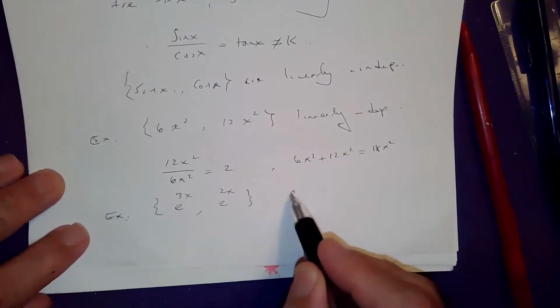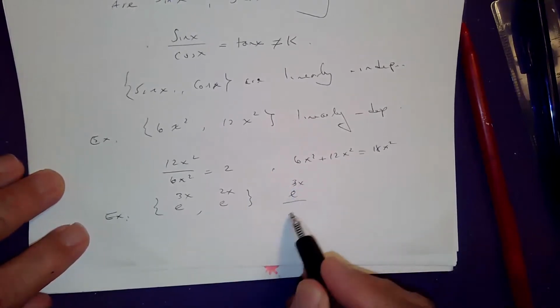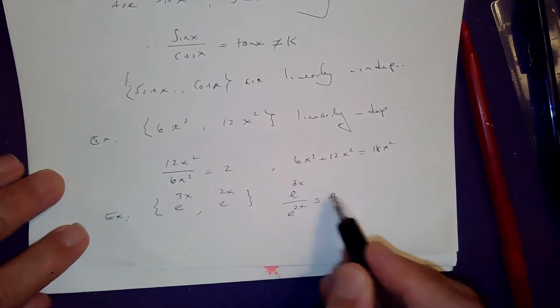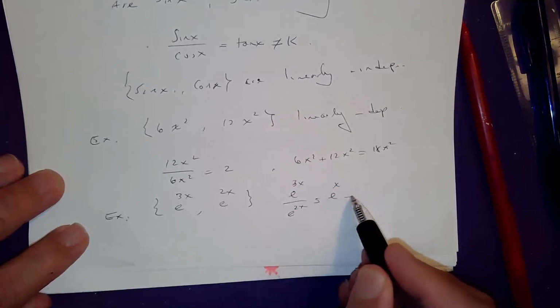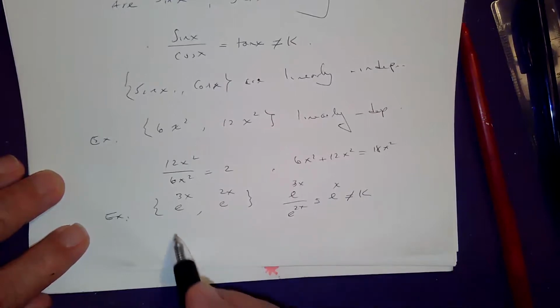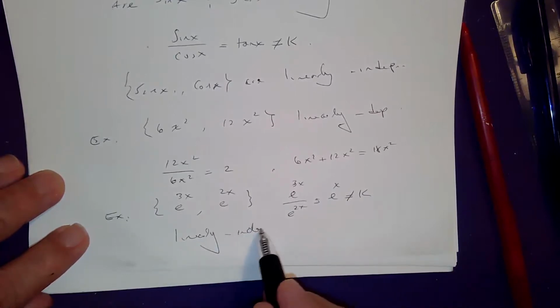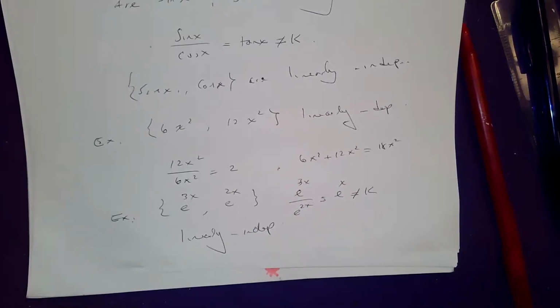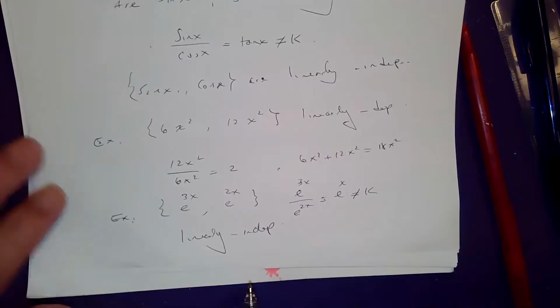Why? Because if you take the ratio, you don't get a constant. What do you get? You subtract the powers, you get e to the x, which is not constant. So therefore, these guys also fall into the category of linear independency. So what's the big deal about linear independency?